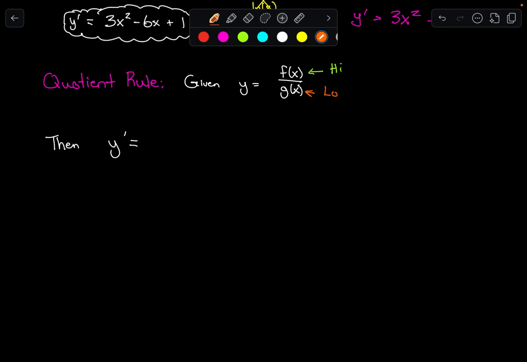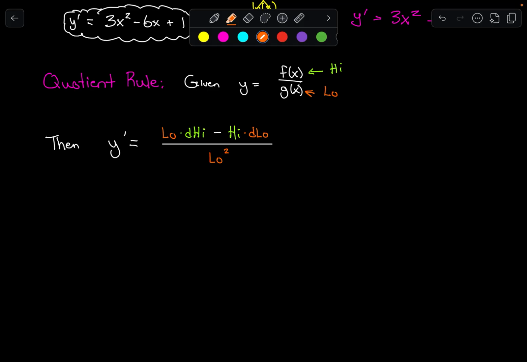So the derivative using the quotient rule is low times the derivative of the high thing, so low d high, and then minus, then we do high times the derivative of the low thing, all over what we're going to call low, or low squared. And the jingle is really simple. It goes low d high minus high d low, all over low.